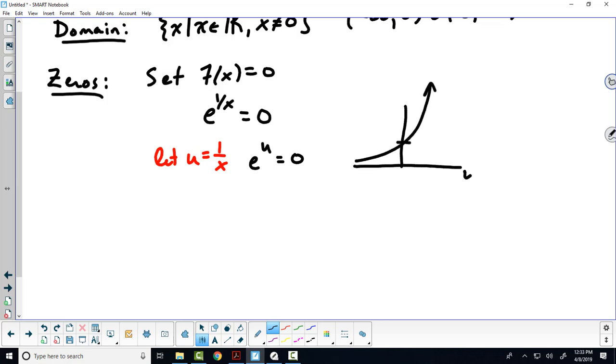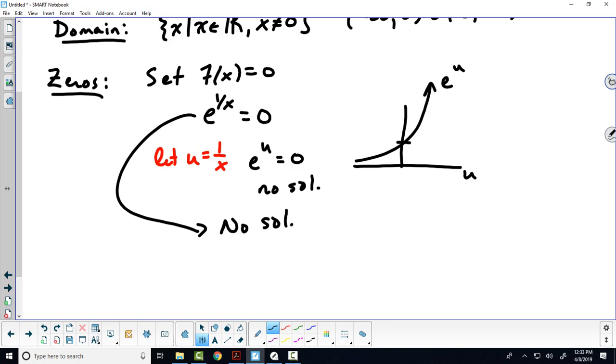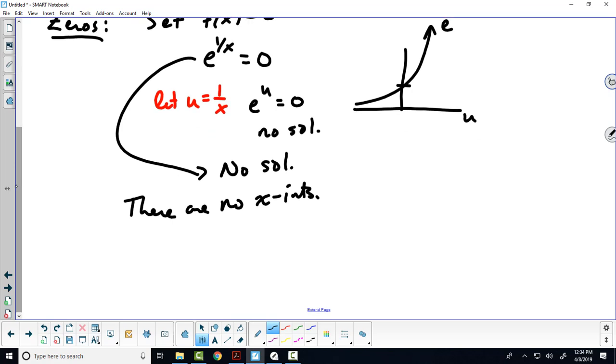So if this is u and this is e to the u, when does this function touch or cross the x-axis? Well, it doesn't. So there's no solution to this, so that means that there's no solution to this either. Because there's no solution, we know that there are no x-intercepts. So this graph, whatever it is, is never going to cross the x-axis.